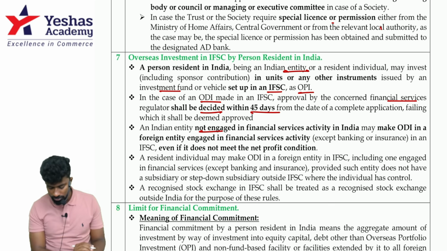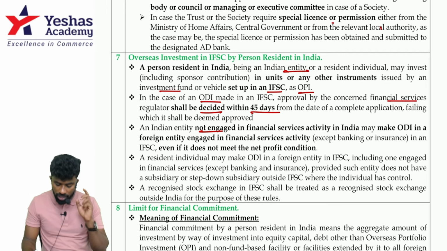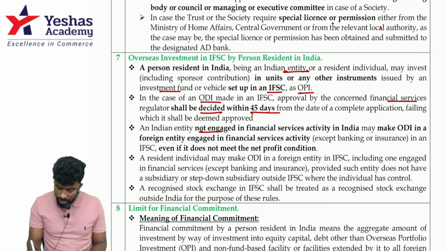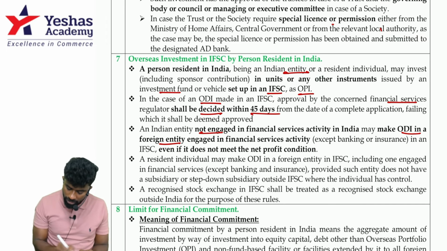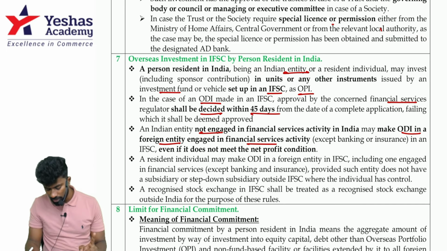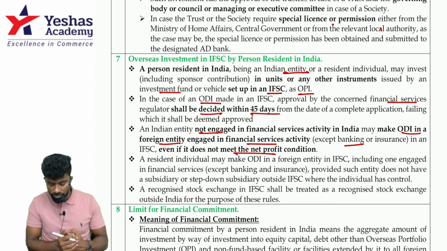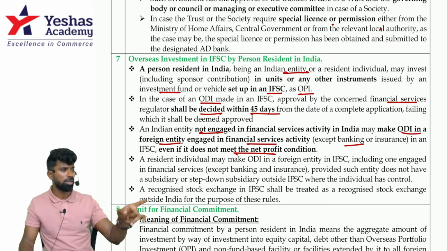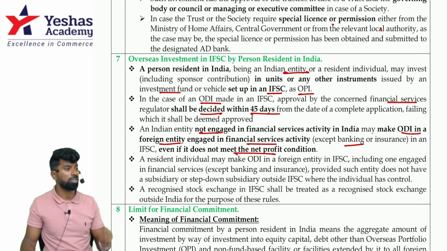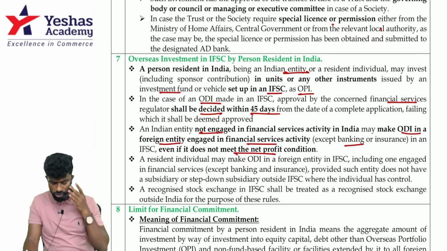Next one. An Indian entity not engaged in financial service activity in India may make an ODI in a foreign entity engaged in what services? Financial service activities, except in what sector? Banking and insurance sector. Even if it does not meet the what criteria? Net profit condition. But other than that, you need to meet what condition? Net profit in the preceding how many financial years? 3 financial years.